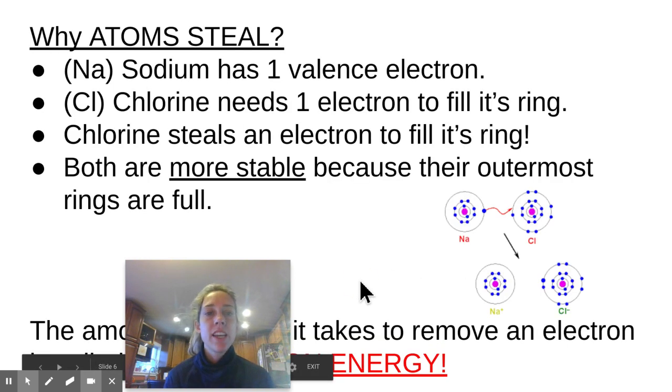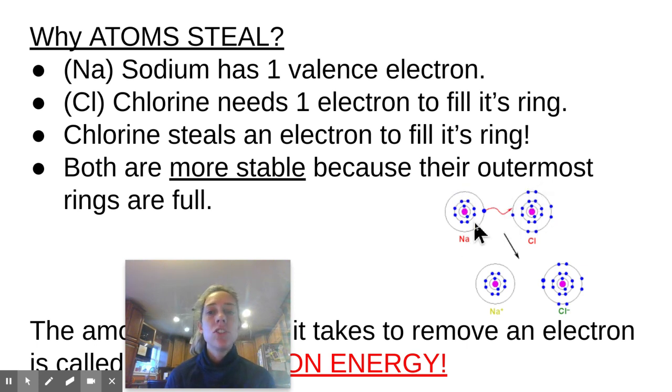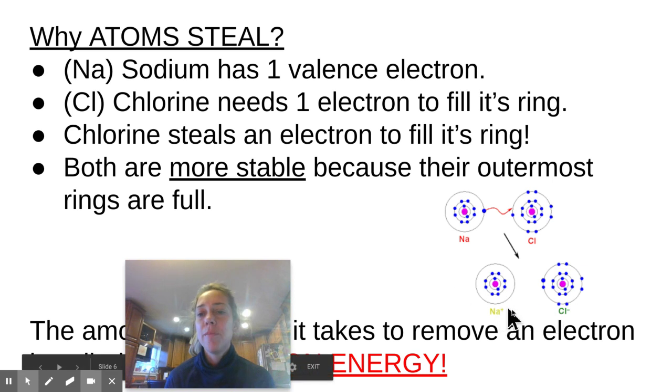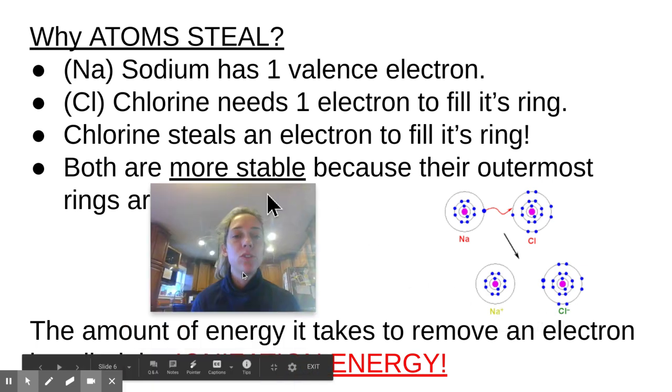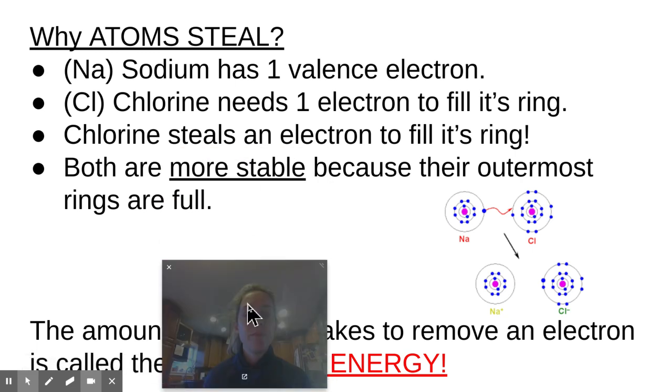So this kind of just reviews really everything that I just said. Sodium has 1 valence electron. Look at this picture. Chlorine needs 1 to fill its ring. So chlorine steals its electron to fill its ring. Both are now more stable because their outer rings are full, but they have opposite charges here. And then those will form a bond later.